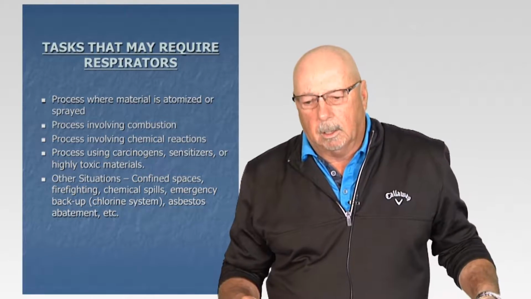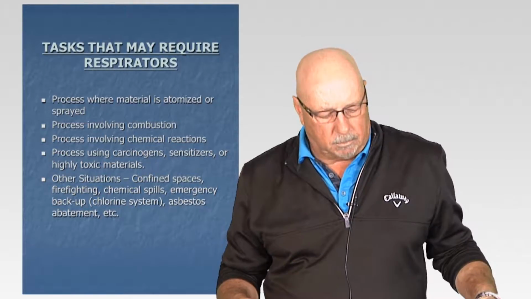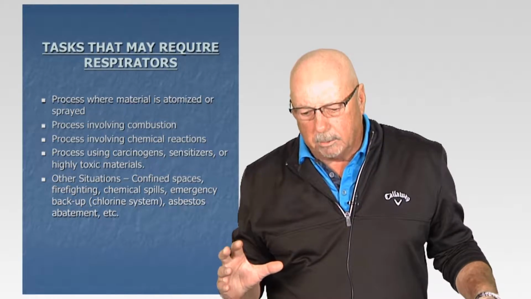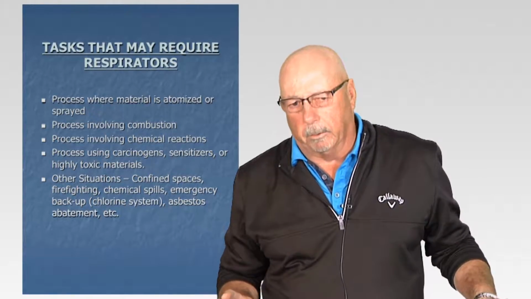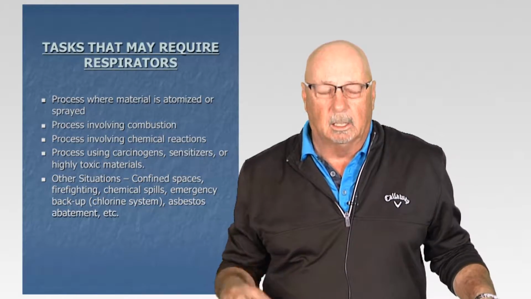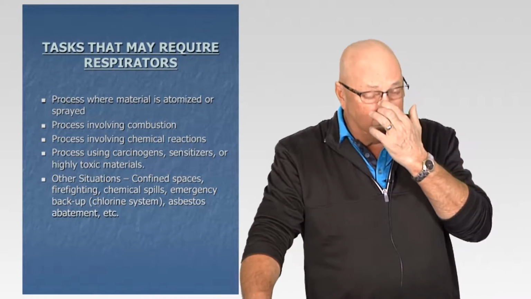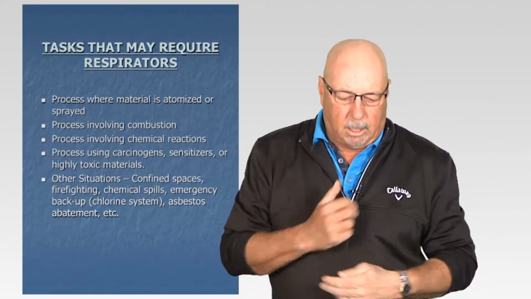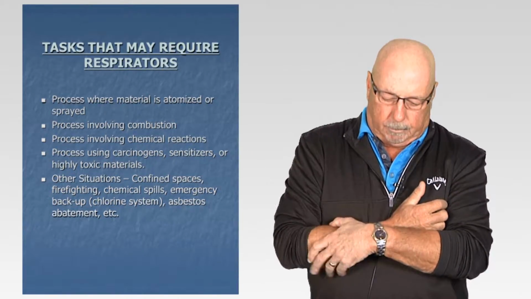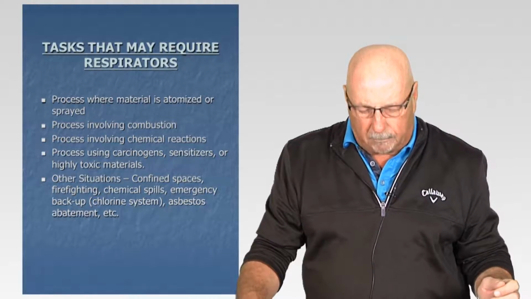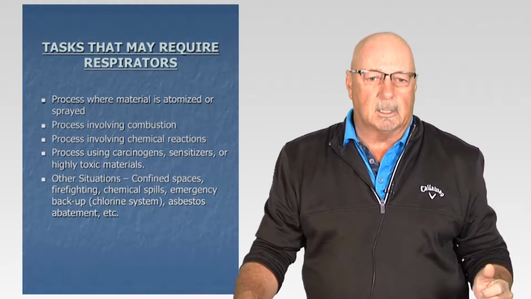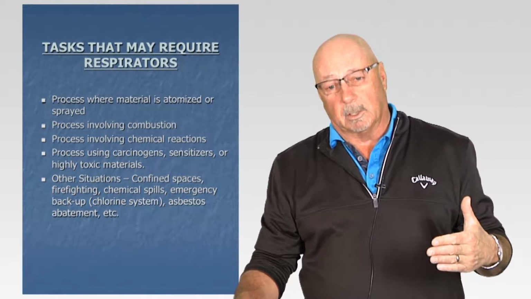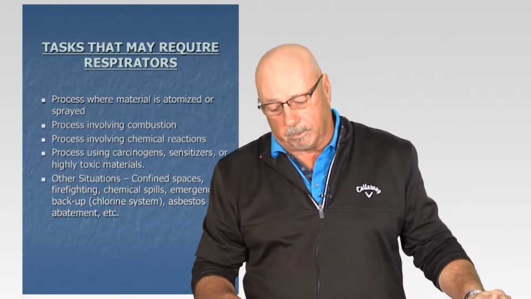We use them as backup systems. For example, if we have a toxic material present in a container, and if that container leaked, it would create a toxic atmosphere. Well, we would use escape types of respirators for the workers to get out of that area. Asbestos abatement. There's a lot of employers out there that are involved in the industry of removing asbestos, and during the course of the removal of those materials, their employees are required to wear appropriate respiratory protection.